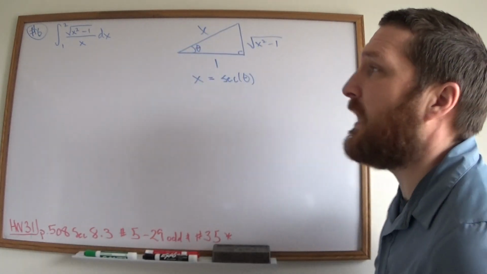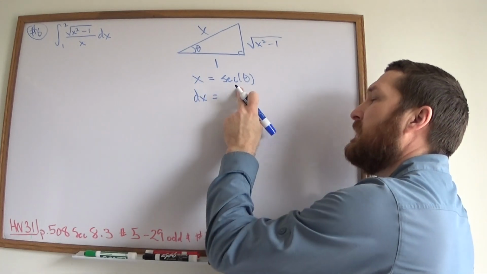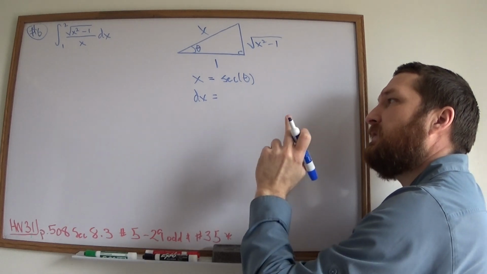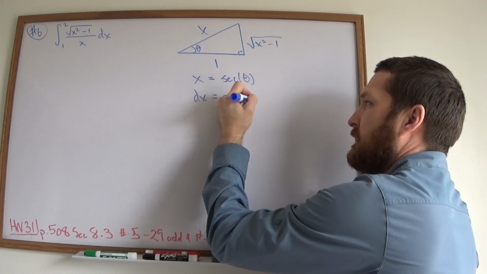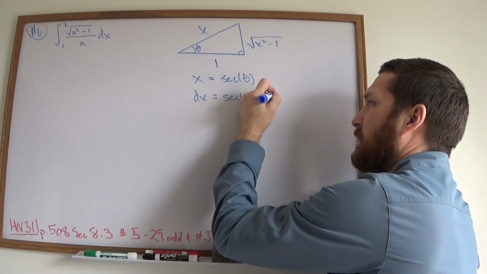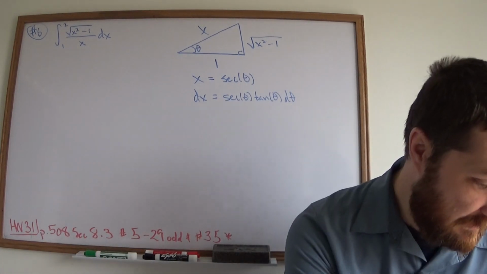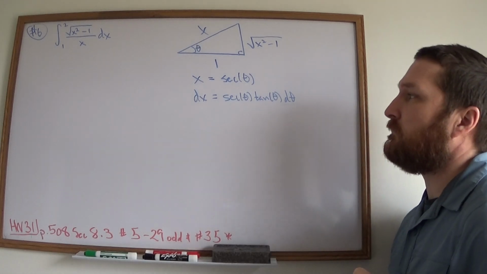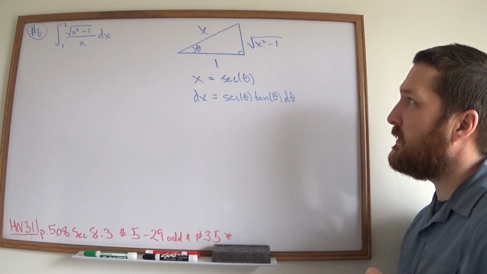Now I'm going to need a dx. When I take the derivative of secant theta, I should get secant tangent. I'm going to check myself. D theta. Don't forget your d theta. Is that right? Does that come out to, yes, secant tangent. Okay, cool. All right, and so now I'm going to do my substitution.